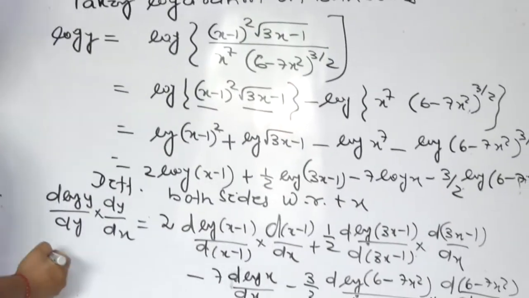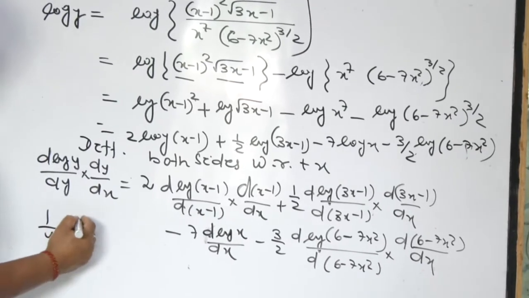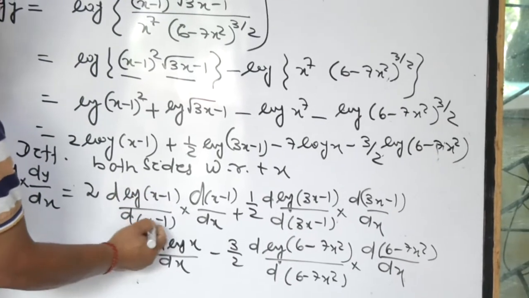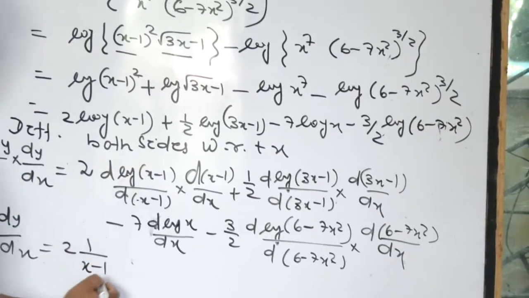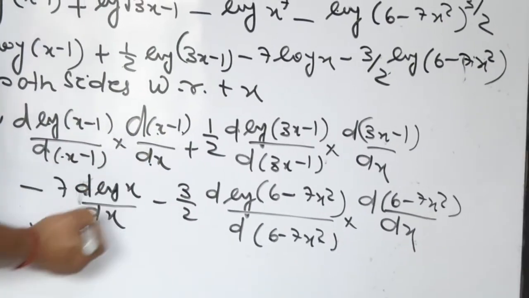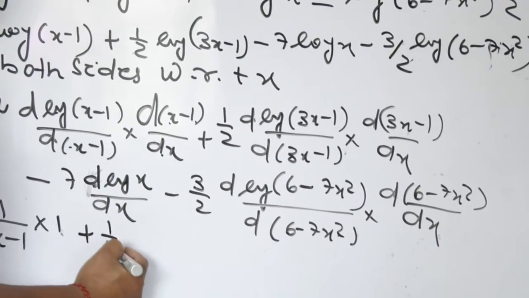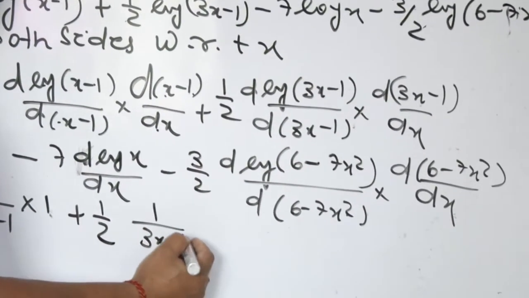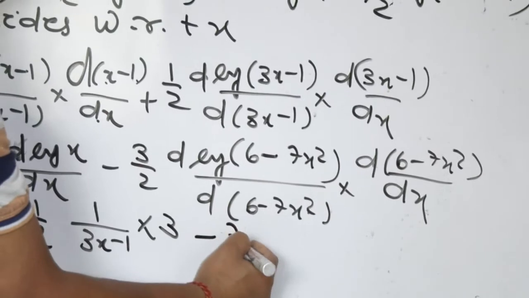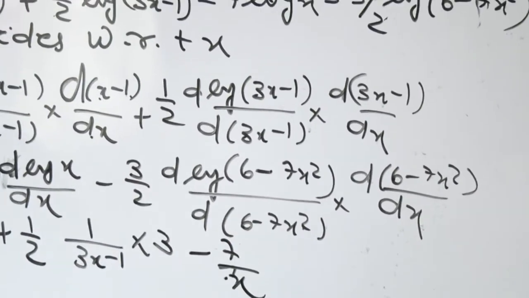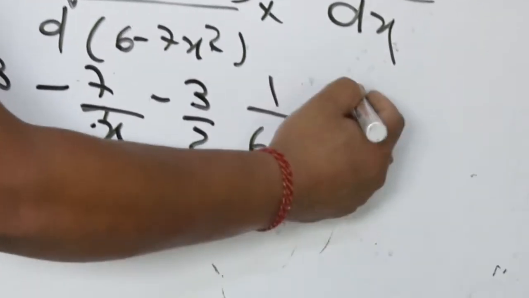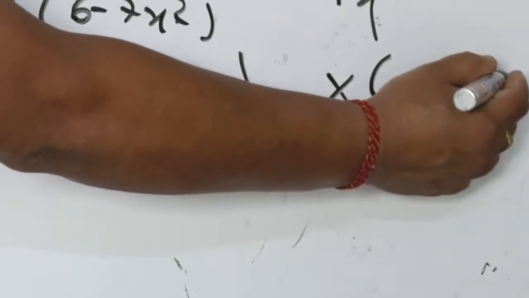Log y means 1 by y into dy by dx equals to 2 log (x minus 1) with respect to (x minus 1), that is 1 by (x minus 1) into derivative of (x minus 1) with respect to x is 1, plus half 1 by (3x minus 1) into derivative of (3x minus 1), that is 3, minus 7 by x, minus 3 by 2 into 1 by (6 minus 7x) square into minus 14x.